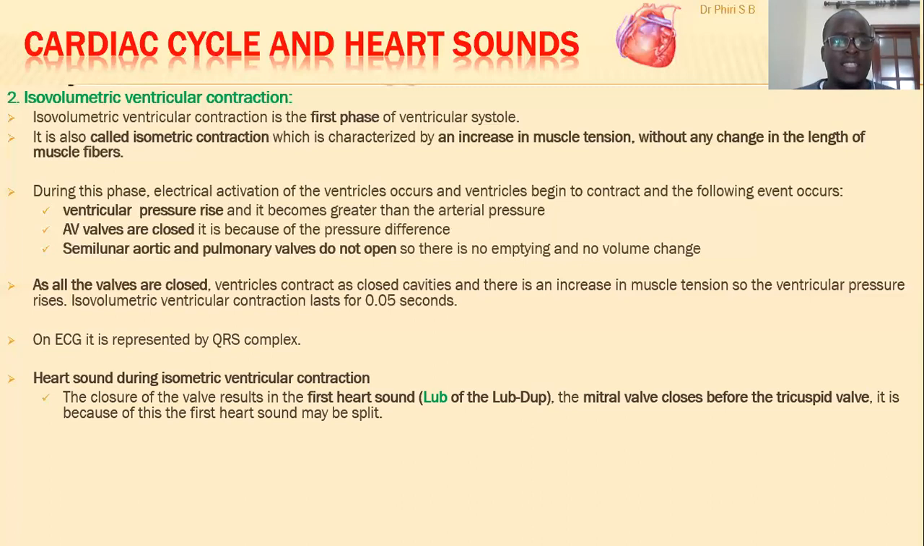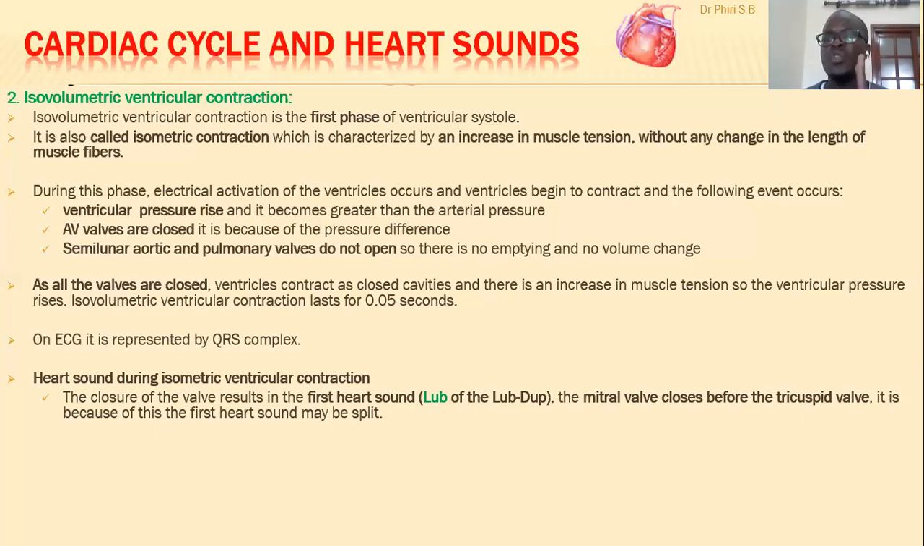Then you have the heart sound during isometric ventricular contraction. During this, you're going to hear the first heart sound. The closure of the valves results in the first heart sound, which is called the lub or the lub-dub sound. So the normal heart sounds, the first and the second heart sounds, will give you the lub-dub. The lub is referred to as the first heart sound.